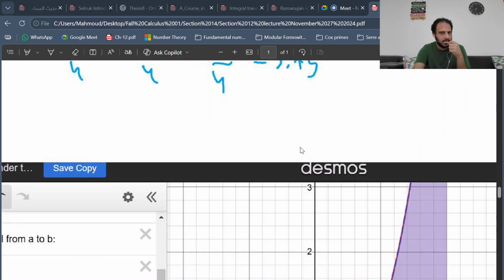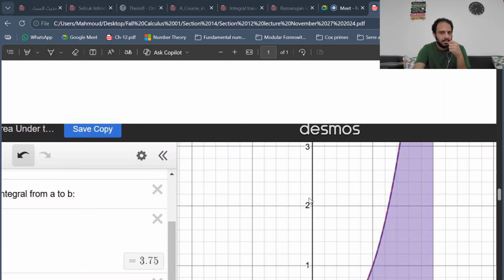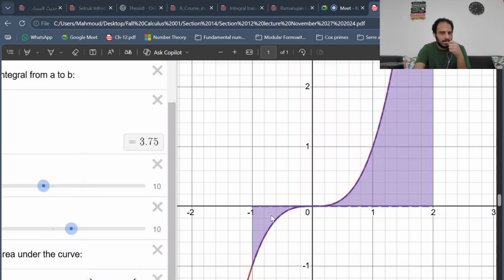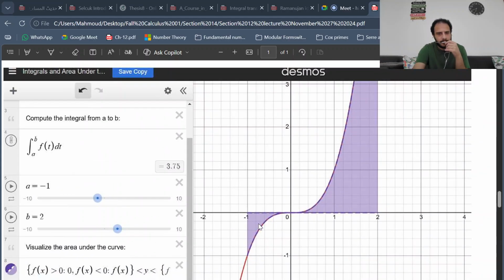But what we found is, what's the name of what we found here? Net area, right? If you subtract them, so here down it's negative area, right? When you add them, it's net area, okay? But if you multiply the negative area by -1, it's the whole area, okay?